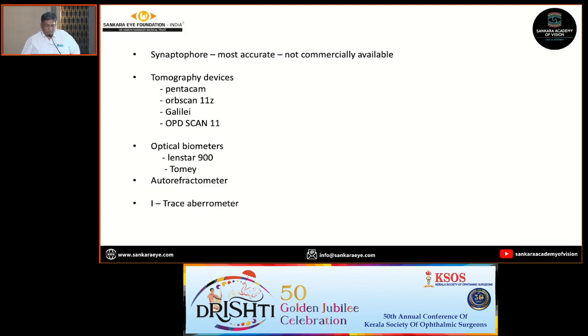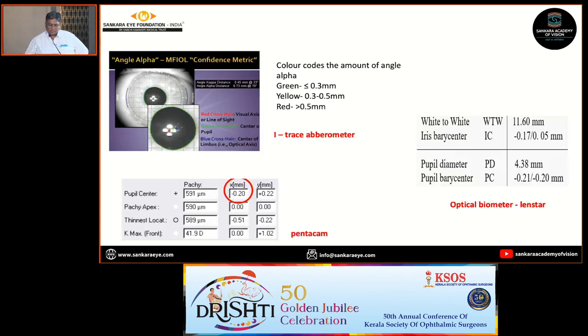There are different ways in which we measure it: the synoptophore, the tomographic devices, the optical biometers, the autorefractometer, and the EyeTrace. Among these, the synoptophore is the most accurate, but it's not commercially available. What we normally use is the EyeTrace, the biometers, and the tomographic devices. Now, this is just a photo showing you the color-coded EyeTrace, which is commonly used. And anything in red, which is more than 0.5 millimeters, is a strict no-no for implantation of multifocal lenses.